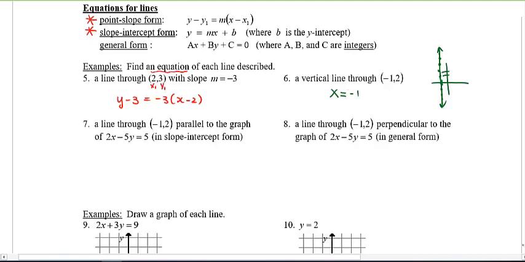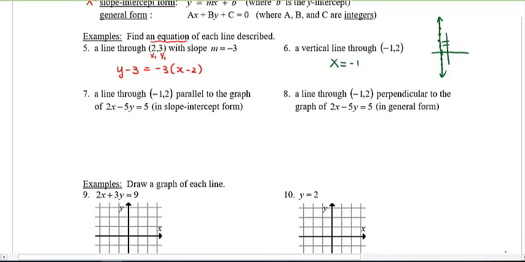All right, let's do number 7. I've got a point again. Ooh, thinking point slope form. Yeah. Ooh, I need a slope. And it says it's parallel to the graph of this equation. So we know from above that parallel lines have the same slope. So how can I figure out the slope here of this equation, 2x minus 5y equals 5?